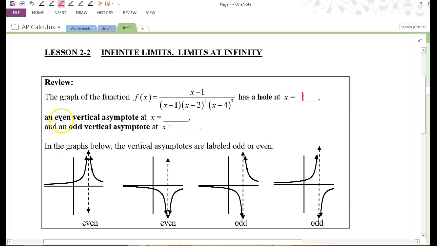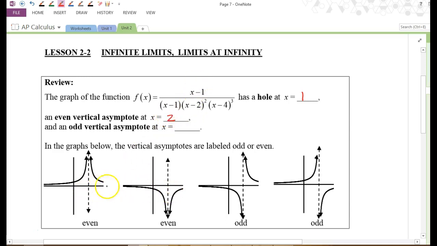An even vertical asymptote is basically just referring to the exponent of the quantity. So if you happen to have x minus 2 squared, that would be an even vertical asymptote. And so we'd have an even vertical asymptote at 2.